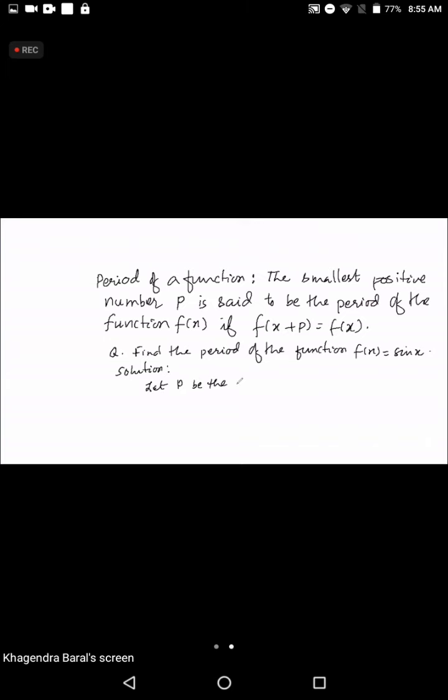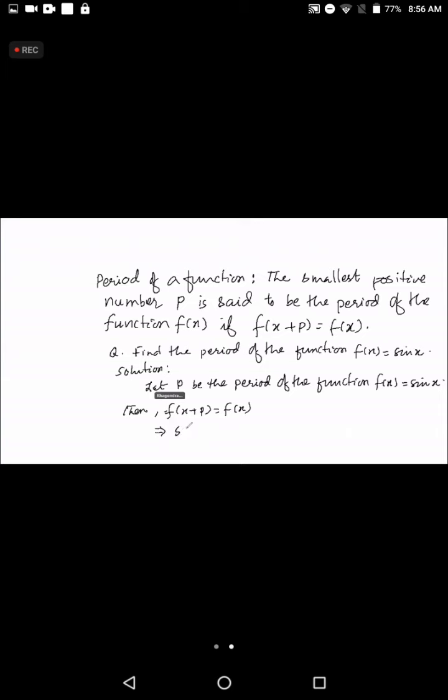Then by the definition of the period of a function, p is the smallest positive number so that f of x plus p is equal to f of x. This implies, since f of x is equal to sin x, f of x plus p is equal to sin of x plus p, and this is equal to f of x, which is sin x.